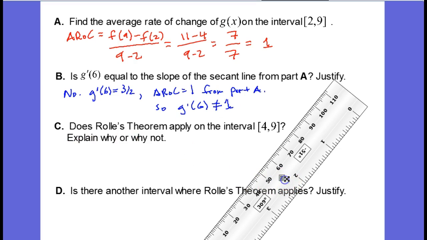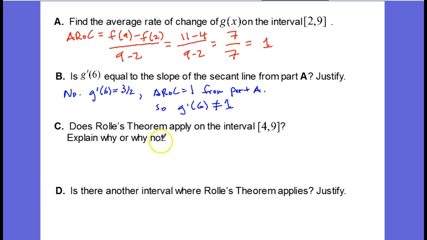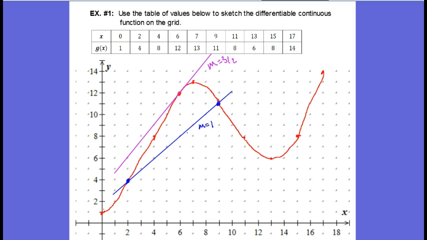So the next question is whether or not Rolle's theorem will apply on the interval 4, 9. Let's go back and take a look. So on the interval from 4 to 9, it is continuous, it is differentiable, but the question is because remember that third criterion for Rolle's theorem was that f of b is equal to f of a. Well, f of 4 is not equal to f of 9.